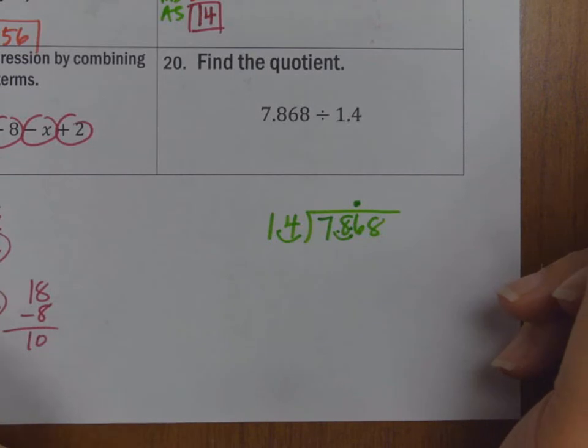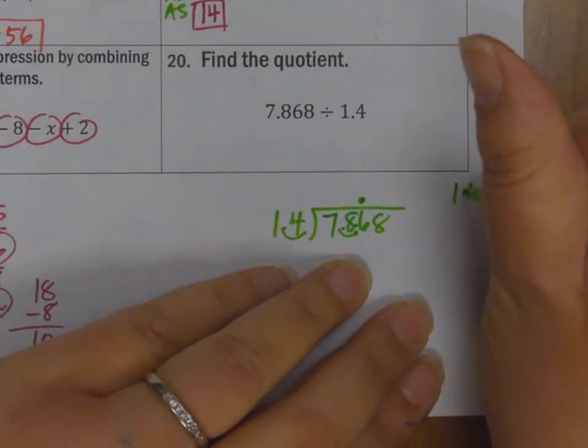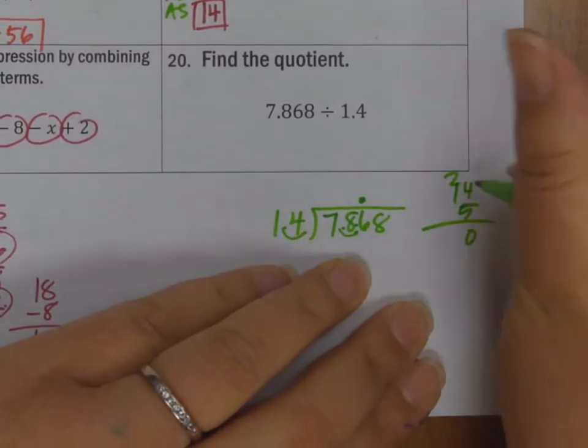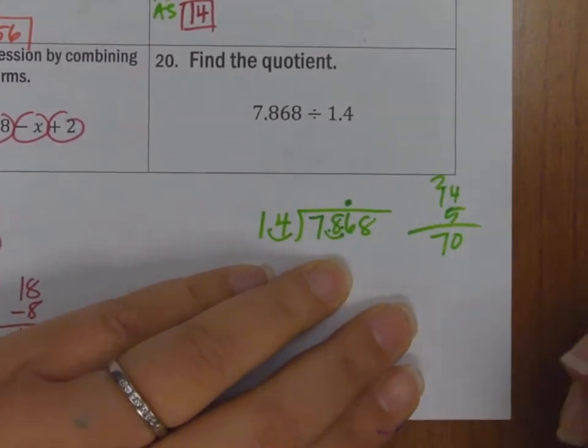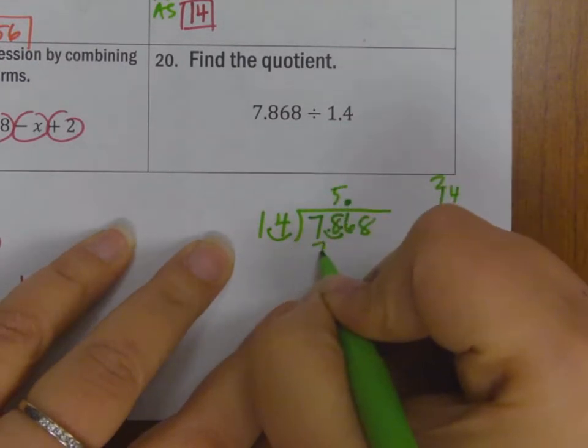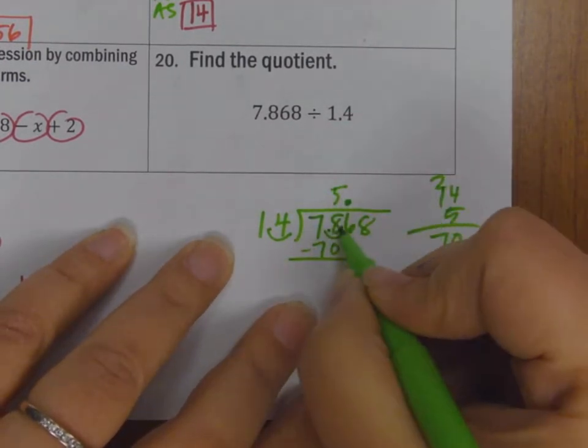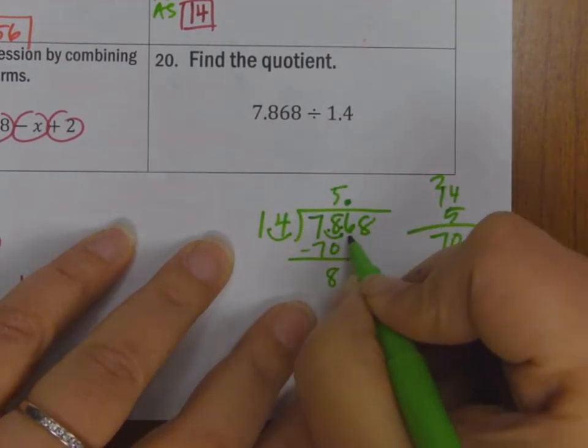Let's see, 14 is really close to 15. And 15 would go in there about 5 times. We're going to check that. Yes, so going 5 times. 5 times 14 is 70. Subtract 78 minus 70, and I get 8.